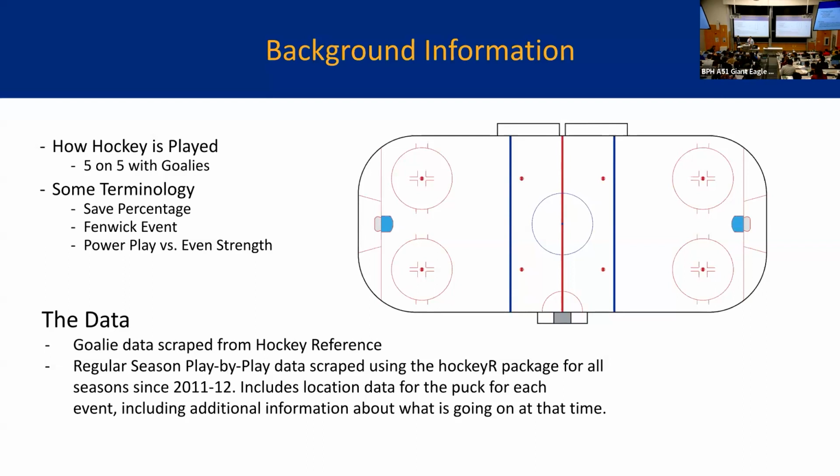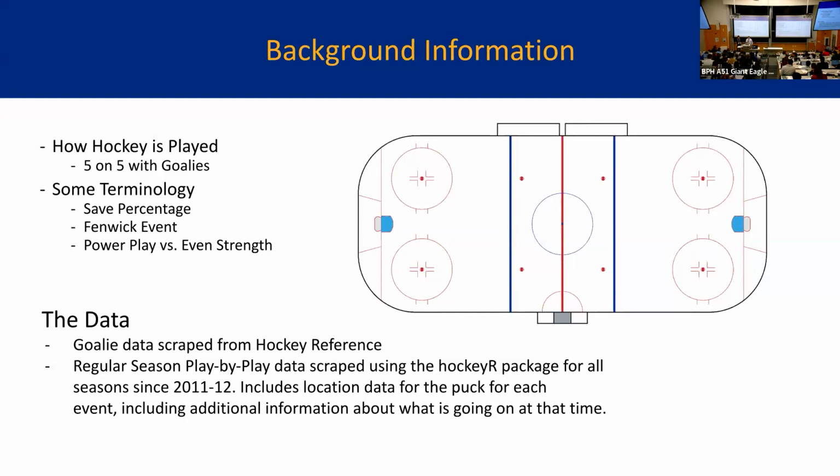And then some terminology that we'll be using throughout the presentation. We've got save percentage. That's just the number of saves that a goalie makes divided by the number of shots they faced. A Fenwick event is just a fancy term for any unblocked shot attempts. That includes goals, shots on goal, as well as missed shots.